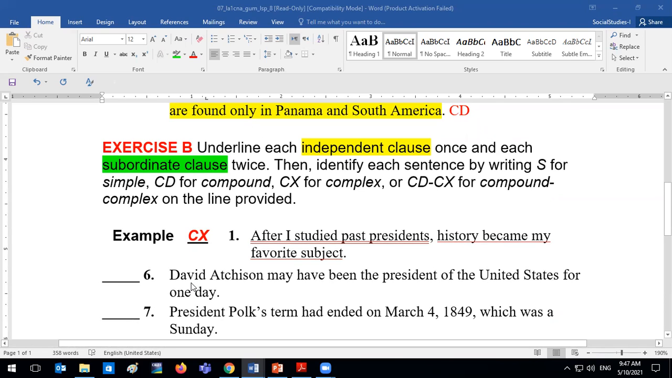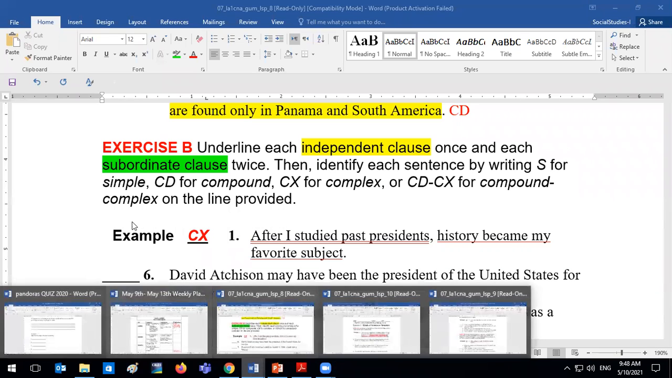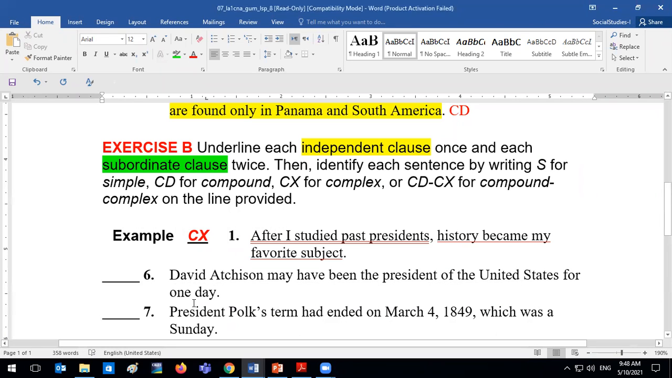David Atkinson may have been the president of the United States for one day. Great. So here you have a choice between simple, compound, complex, or compound complex. First of all, do you have any subordinate conjunctions here, Kareem? No. Okay. Do we have any fanboys joining any independent clauses? No, it's a simple sentence.